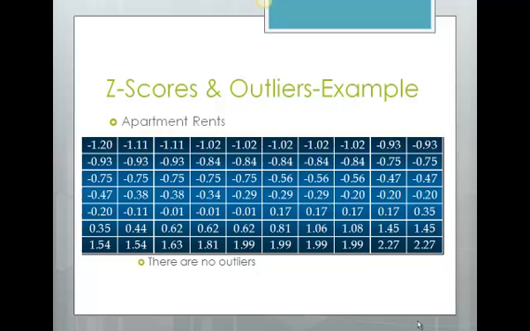So here is our example for our apartment rents. They used the STANDARDIZE function to calculate the z-scores of each of the average monthly rents. And since none of these observations are less than -3 or greater than +3, there are no outliers.